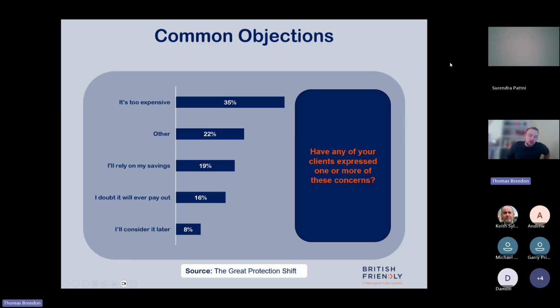Coming to the common objections, I'm sure most of you, if not all, have seen at least one of these objections from a client in relation to not just income protection, but protection as a whole. The main objection we found is that it is too expensive. That's the number one common objection we heard from advisors. Number two was other. I'm not really sure what that was, to be honest. Others were: I'll rely on my savings, I doubt insurers will ever pay out, or I will consider it later.